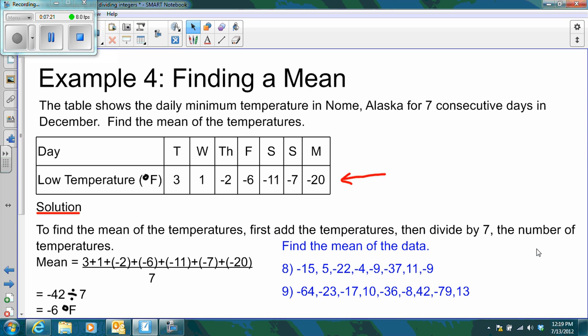So I want you to find the mean of the data sets below. So here's a given set of numbers. Find the mean of them and bring them with you to class tomorrow. Be sure to include the notes in your math rules notebook, and also bring any questions or comments with you to class tomorrow.